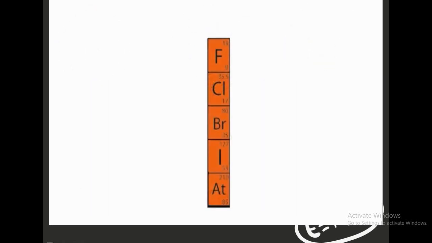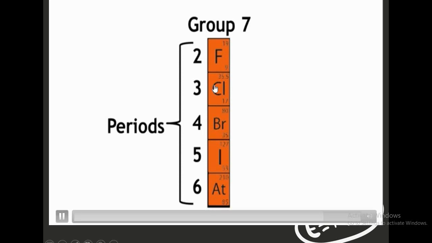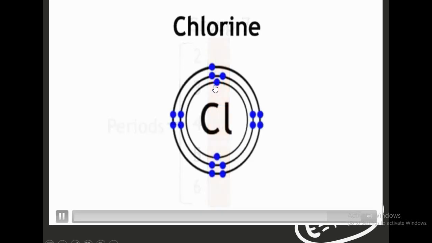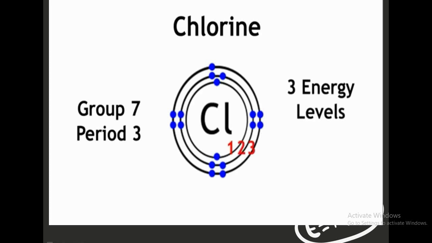So, if we look at group 7 again, we can see that they are each in a different period in the periodic table, telling us that each element in this group has its outer electrons on a different shell. Chlorine is in group 7, period 3. Therefore, it has 3 energy levels with 7 electrons in its outermost shell.